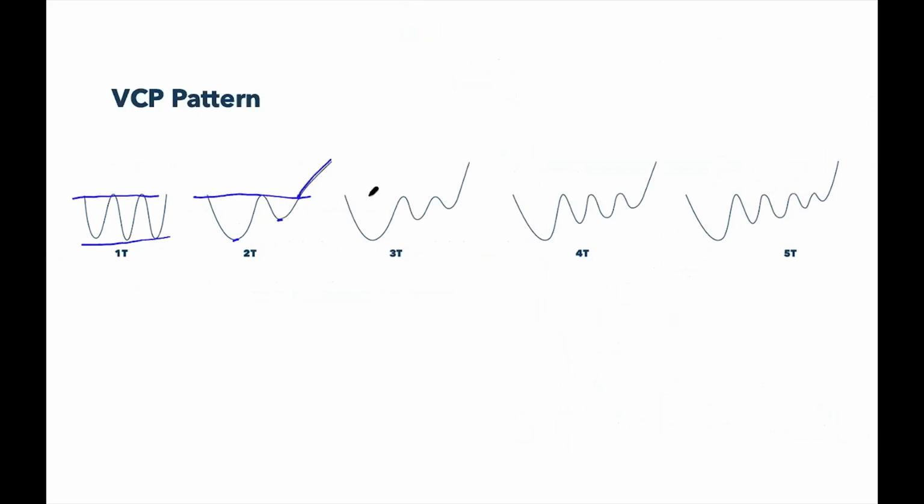Then we have the 3T pattern, wherein these 3 T's are created again with higher lows, and it will give a breakout. Then we have 4T similarly, and 5T. So it's just like this. This is 1, 2, 3, 4, and here 1, 2, 3, 4, 5. So the argument could be which one is the best among these.